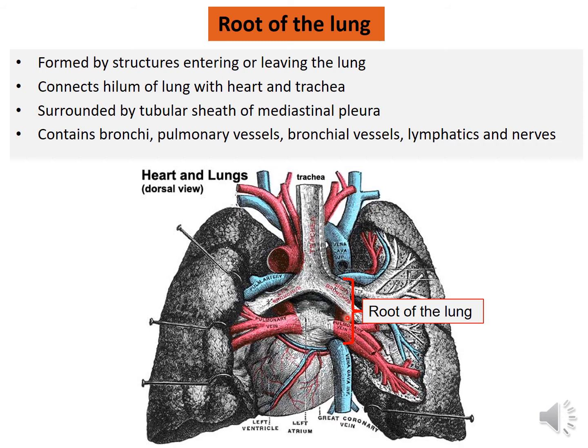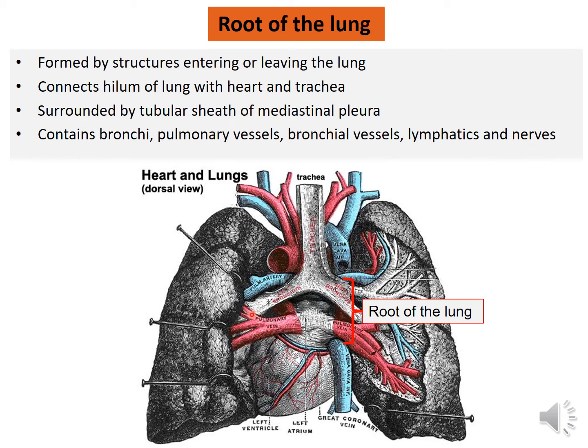Root of the lung: it is formed by the structures which are entering and leaving at the hilum of the lung. So this is the hilum of the lung. Here you can see the entering of the principal bronchus and also the pulmonary artery, and also you can see the leaving of your pulmonary veins.